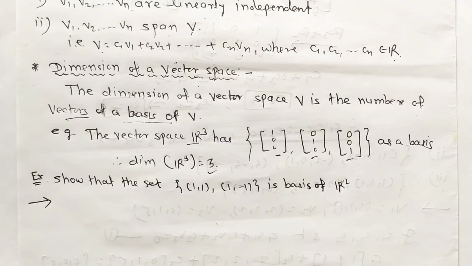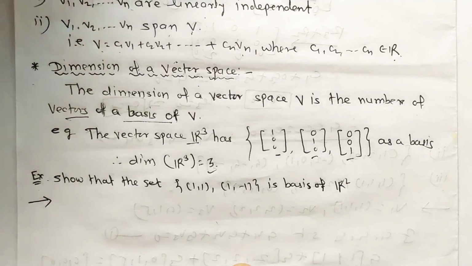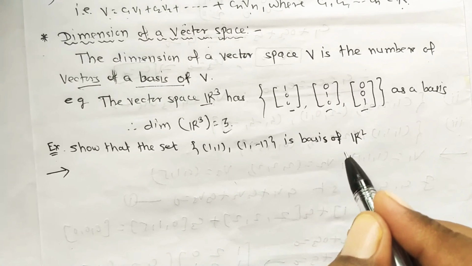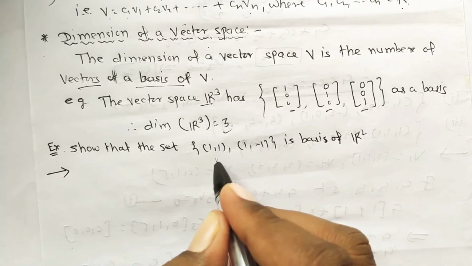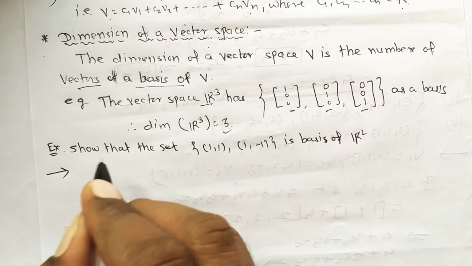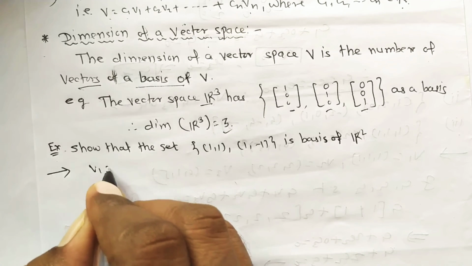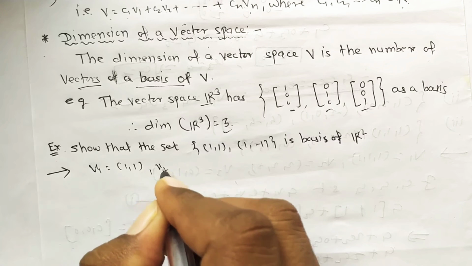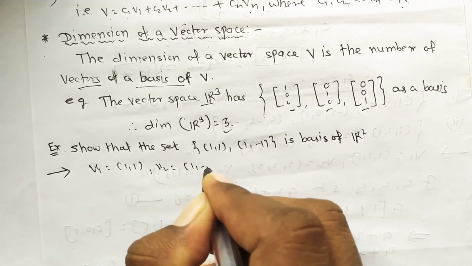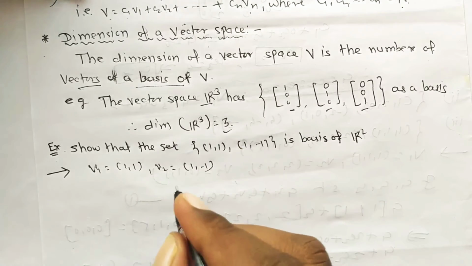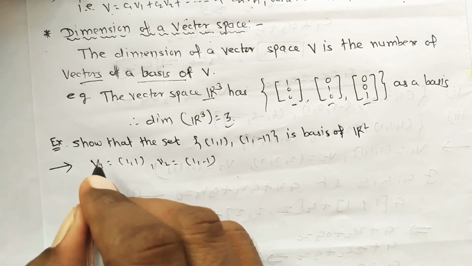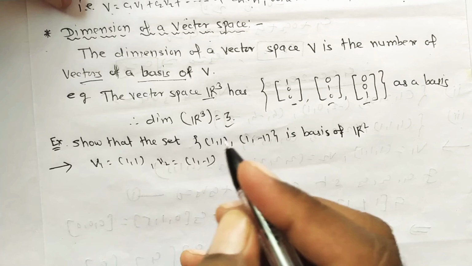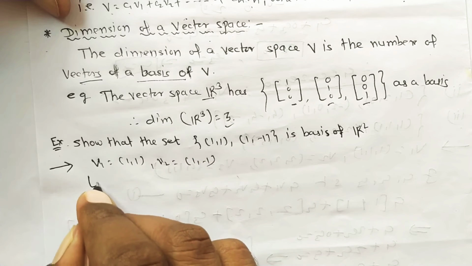Now first we will take some problems on basis. The first problem is, show that the set {(1,1), (1,-1)} is a basis of R2. So we have to show that this set is a basis of R2. Suppose v1 is the first vector, (1,1), and v2 is the second vector, (1,-1). Then we have to check whether v1 and v2 span R2 and whether v1 and v2 are linearly independent or not.